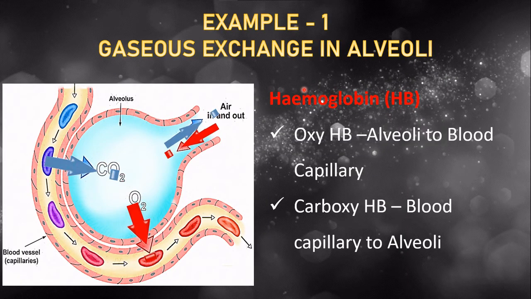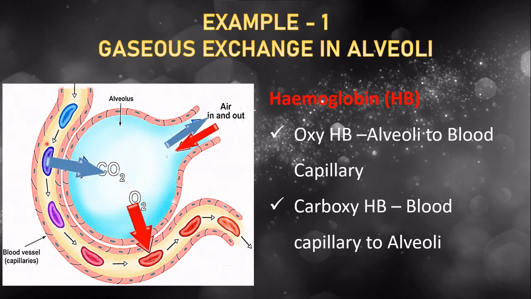Let's see an example of gaseous exchange in alveoli. This picture shows the structure of alveoli and blood capillary. Alveoli are tiny air sac-like structures present in the lungs. Blood capillaries carry red blood cells, which have hemoglobin. For more explanation about respiration, refer to video 1.1.